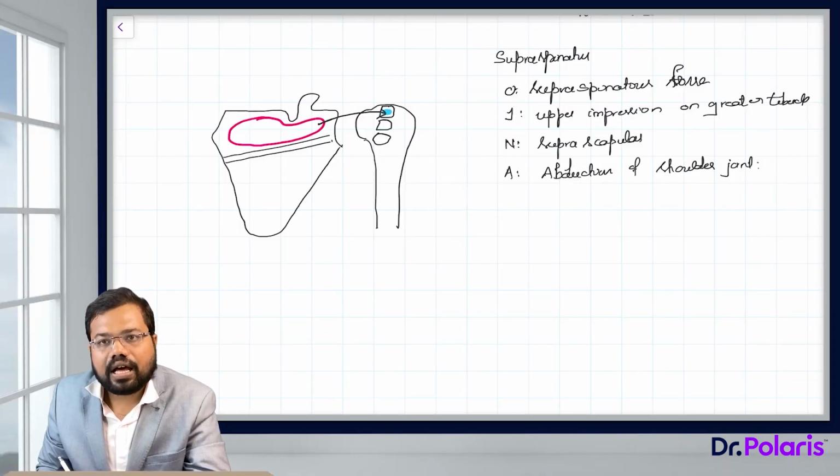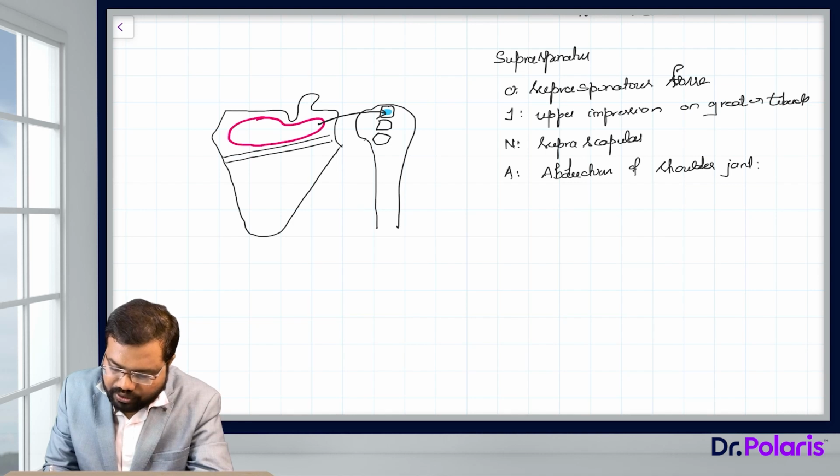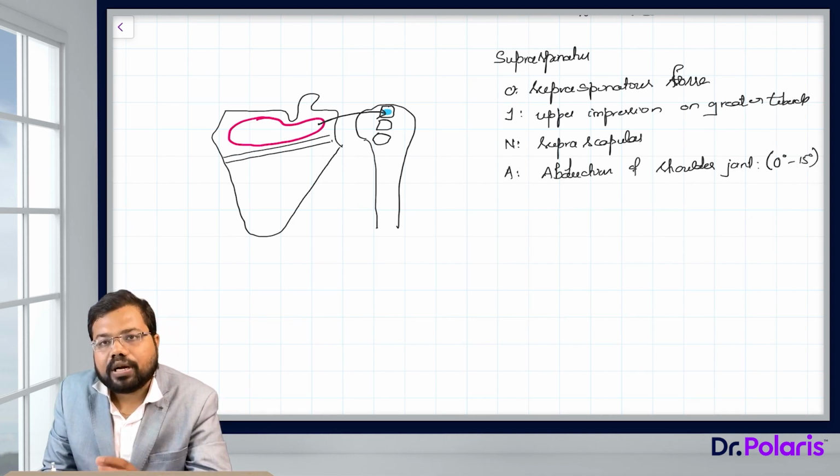So again we are saying abduction, just like deltoid, but to what angle? It is from 0 to 15 degrees. So abduction of the shoulder joint from 0 to 15 degrees is by supraspinatus. From 15 to 90 degrees it is actually deltoid, but below 15 degrees, from 0 to 15, it is by supraspinatus. The initiator of abduction is supraspinatus, and the continuation is taken over by deltoid, right?